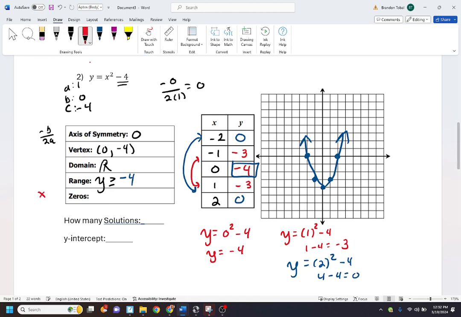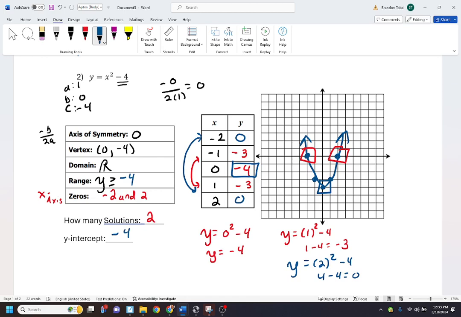The zeros is where it hits the x-axis. In this case, it hits it here and here, so negative 2 and 2. Where it hits the x-axis, which are the zeros, roots, solutions. How many solutions? There are 2 solutions in this case. It hits it twice. And then the y-intercept is where it hits the y-axis. In this case, it hits it at negative 4.